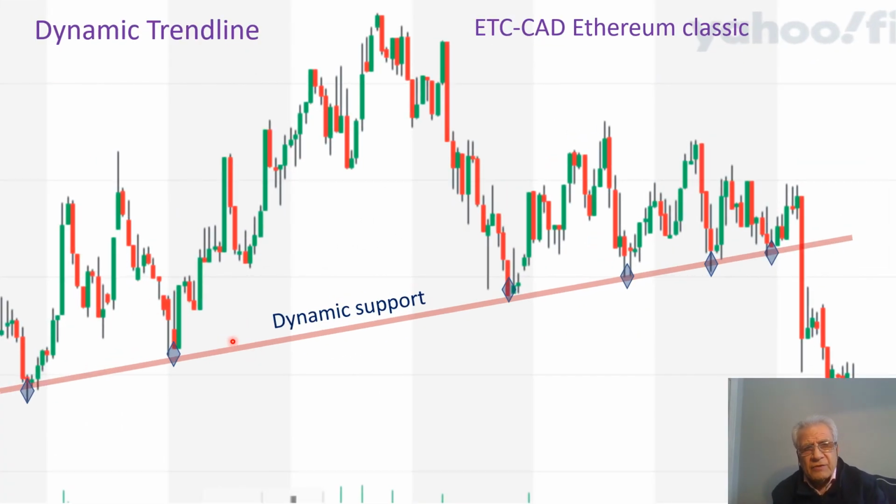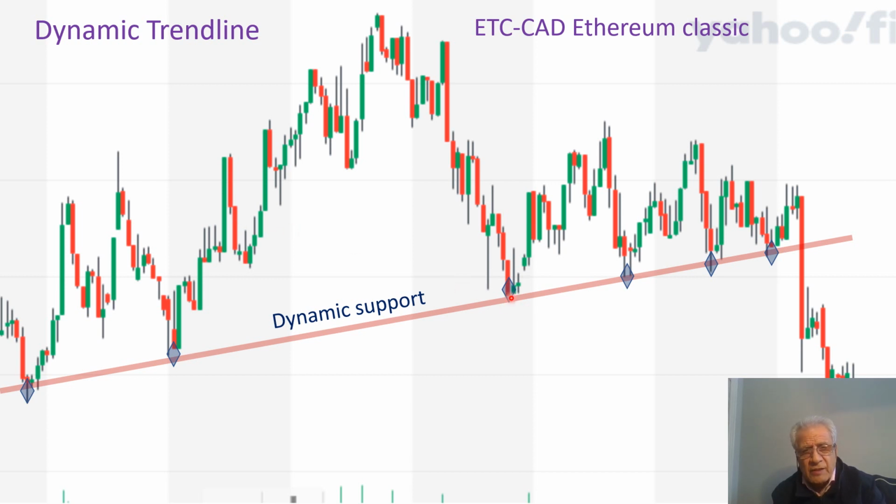Dynamic trend line is also considered as a dynamic support and resistance since it moves with the price, so it's not static like horizontal support and resistance. In this dynamic support, I have almost 6 touches, which is a very valid support. These are the areas where you can enter the market, because from here there's a price rejection, and the price goes up and goes up, that's the rejection.